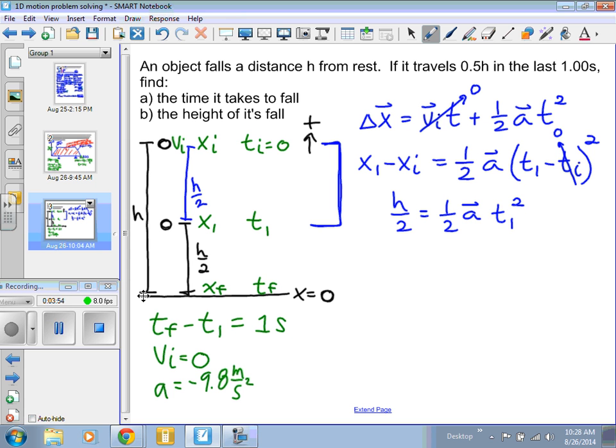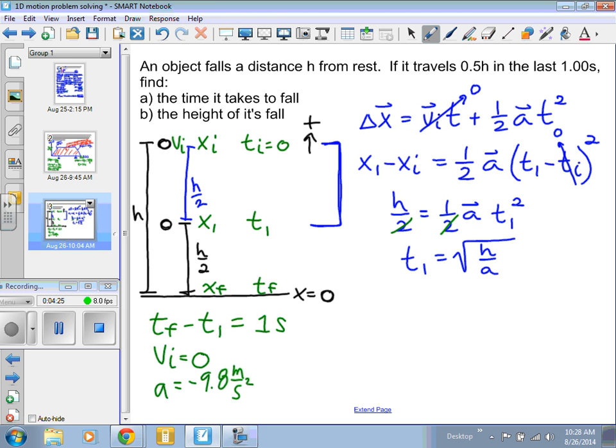We can simplify that, and we're going to solve for t, and the reason we do that will become apparent later. So this gives us t1 is equal to the square root of h over a. So we've got an equation for our time for the first part of motion. Now we need another equation because we don't know time and we don't know h. We do know a, but we've got 2 unknowns, so we're going to need 2 equations.